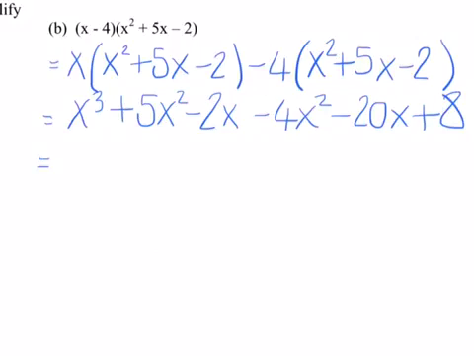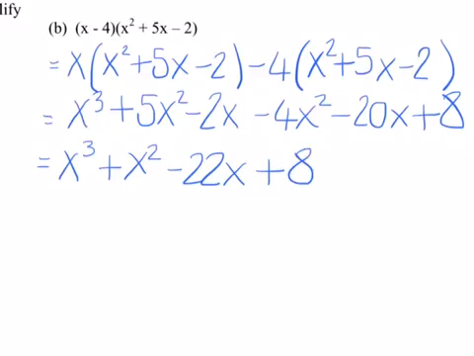What we want to do now is collect the like terms. So we have a plus 5x squared and a negative 4x squared, which we can put together, and minus 2x and minus 20x. So putting down our x cubed first of all, plus 5x squared and minus 4x squared gives you plus 1x squared or plus x squared. Then we have negative 2x and negative 20x, which gives us negative 22x. And finally we have our plus 8. That's us simplified it as far as we can, so that's our final answer.